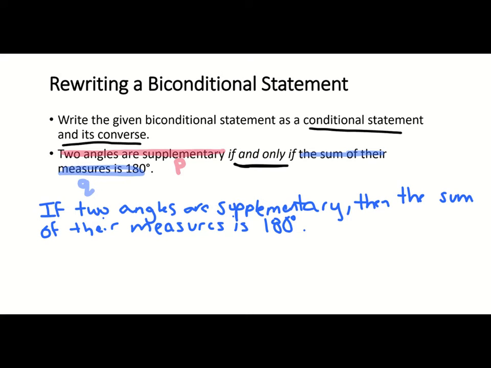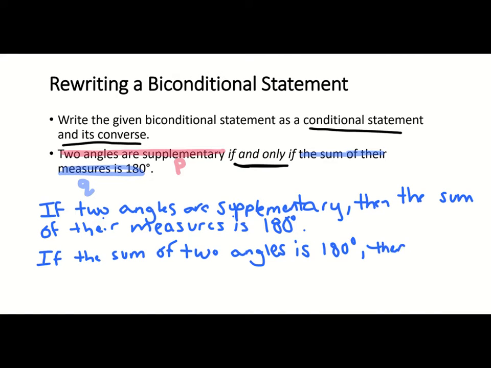Then the converse, remember, is you just switch P and Q. So it would be: if the sum of, and I'm going to put the two angles first instead of the sum of their measures because you don't know what it is, so if the sum of two angles is 180 degrees, then they are supplementary.